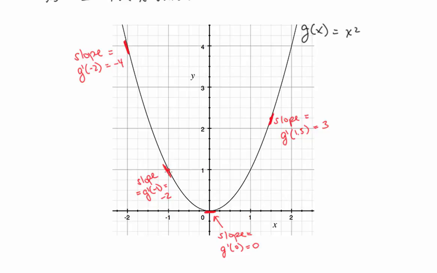The slope at x equals -1 is -2. The slope at x equals 0 is 0. The slope at x equals 1.5 is equal to 3. For any x value, the slope is 2 times that x value. That's what our derivative function is telling us here.